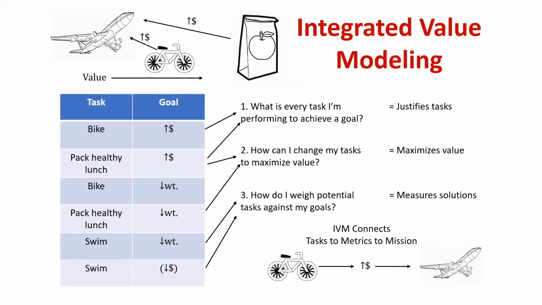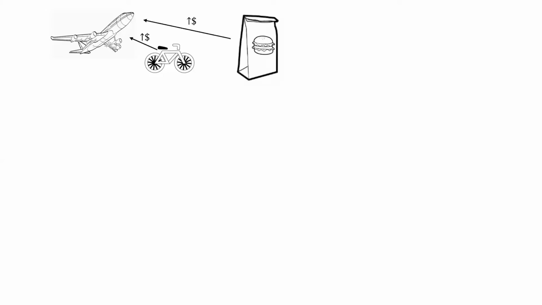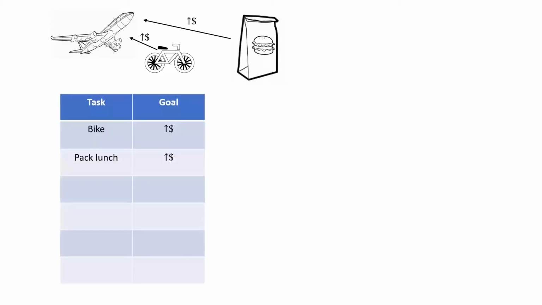Say you have a mission to go on vacation and you need to save some money. You're going to ride a bike to work instead of drive to save money for your vacation. You're also going to pack your lunches to save money for your vacation. So if we map these tasks and goals, we can show every task we're performing to achieve the goal of saving money. You're keeping track of your activities or tasks toward meeting your goal.